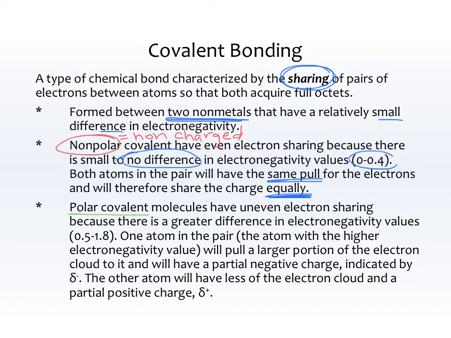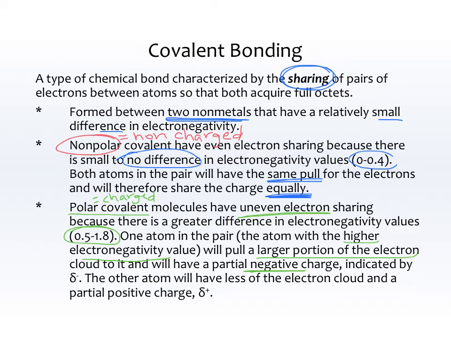Polar covalent molecules, so polar means charged, charged molecules have uneven electron sharing because there's a greater difference in electronegativity values, somewhere between 0.5 to 1.8. Again, this is a spectrum, so it's a little bit of a gray area where it starts and where it ends. One atom in the pair, the atom with the higher electronegativity value, or the greater ability to attract electrons, will pull a larger portion of the electron cloud to it and will have a partial negative charge.